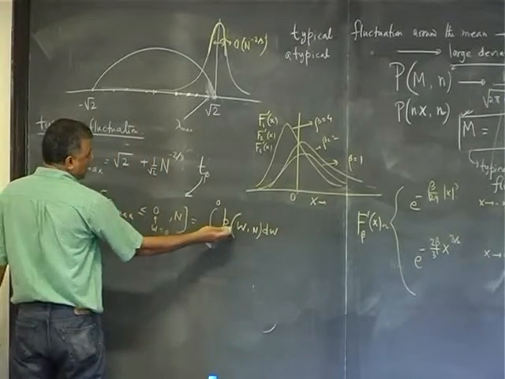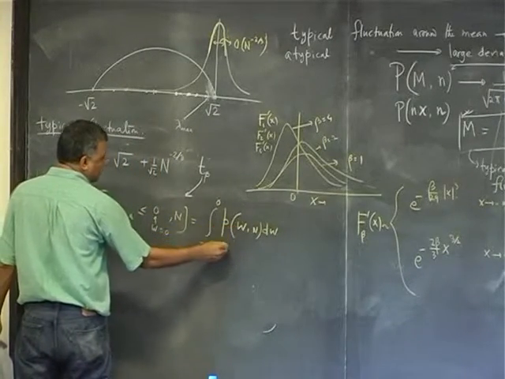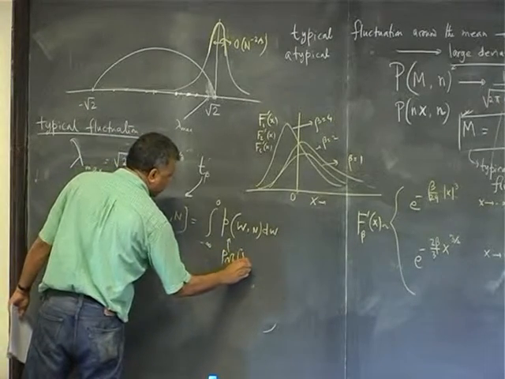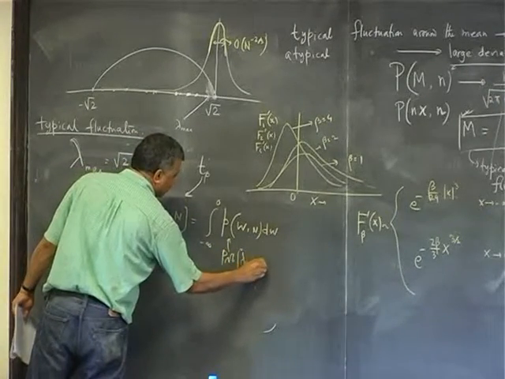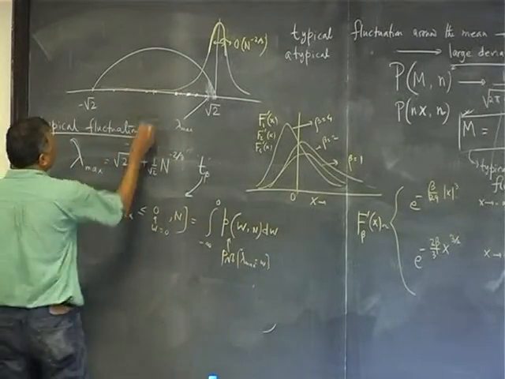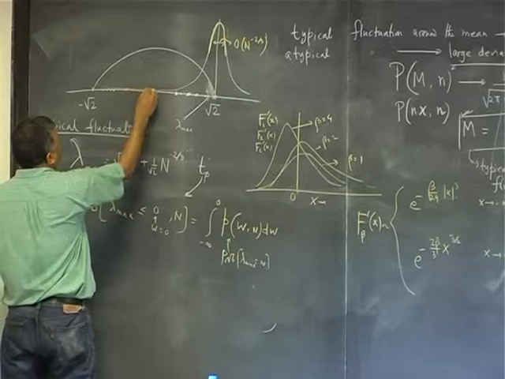Okay, probability that lambda max equals W. So this is the probability density. Probability that lambda max equals W. So I have to integrate from minus infinity to 0. That means I'm asking for the area under this curve.